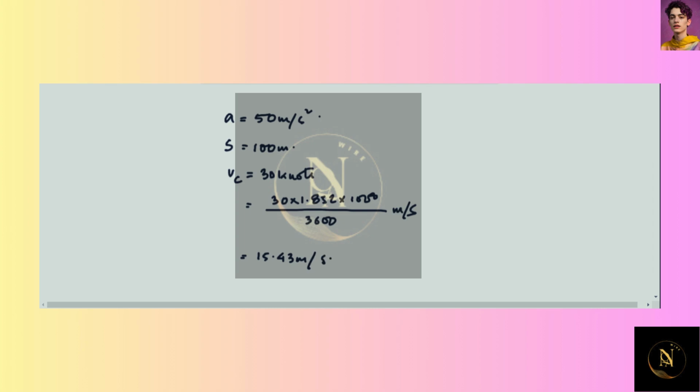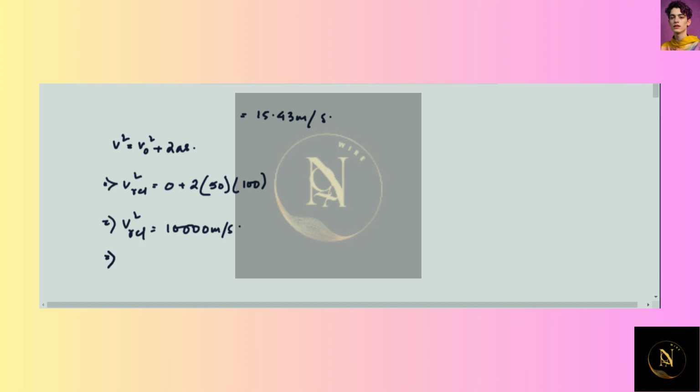Now, first we will calculate the relative velocity using the formula v square is equal to v naught square plus twice as. So v square relative is equal to v naught is 0 plus 2, a we have 50 and s is 100. So relative velocity square is 10,000 meter per second. So the relative velocity will be 100 meter per second.